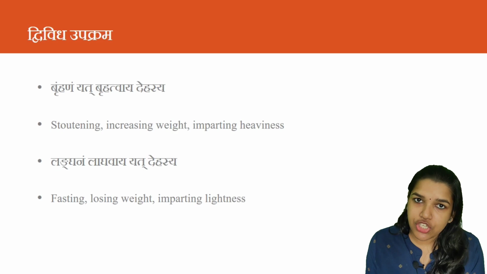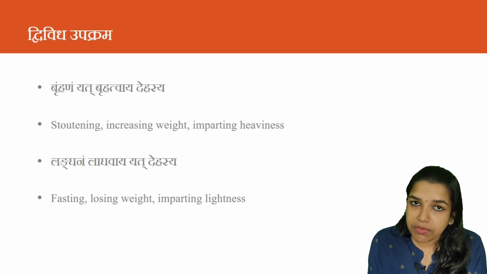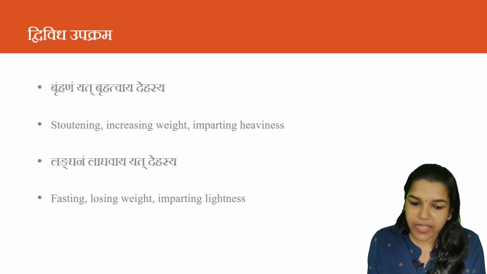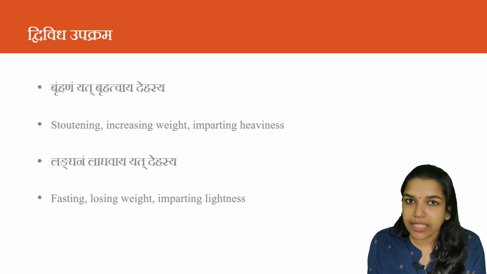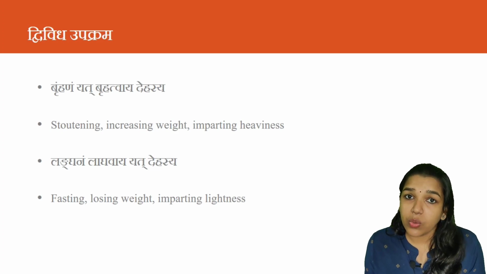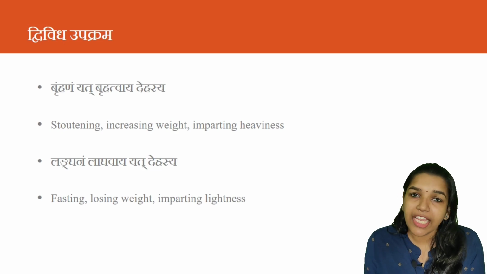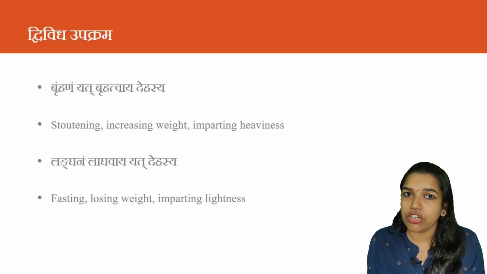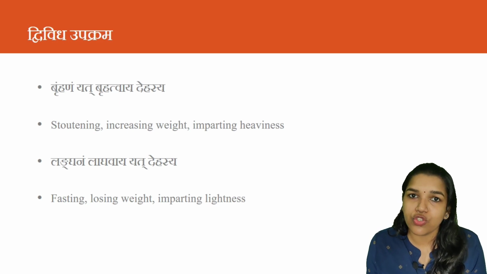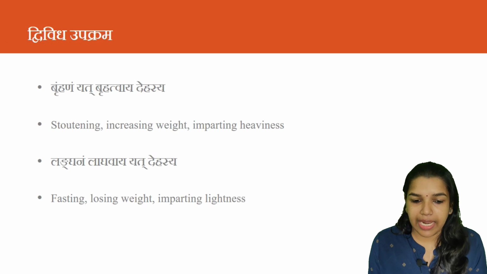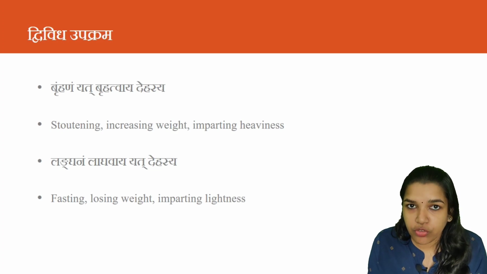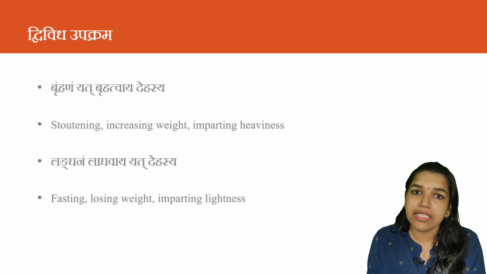So this is the definition for brahmana and langhana, that is brahmanam yat bruhatvaya dehasya and langhanam laghavaya yat dehasya. That which stoutens the body or helps in increasing the bulk or weight of the body is called brahmana, and that which helps in losing the weight of the body or bringing about lightness to the sharira is called langhana. So these are the two types of upakramas, that is brahmana and langhana.